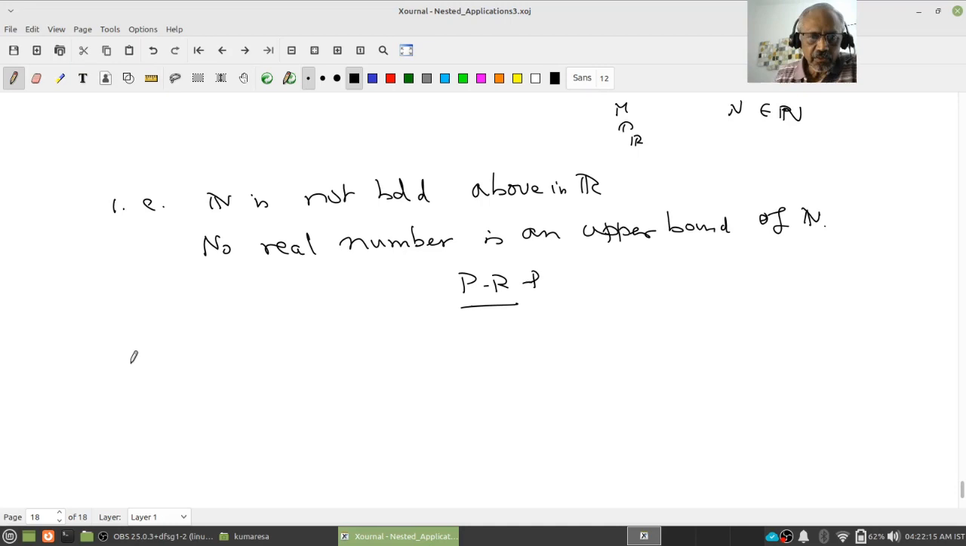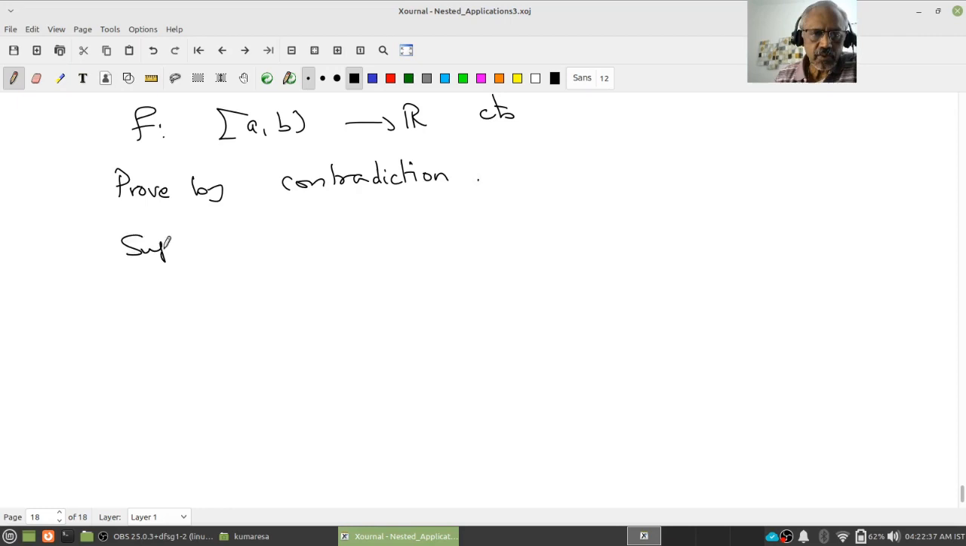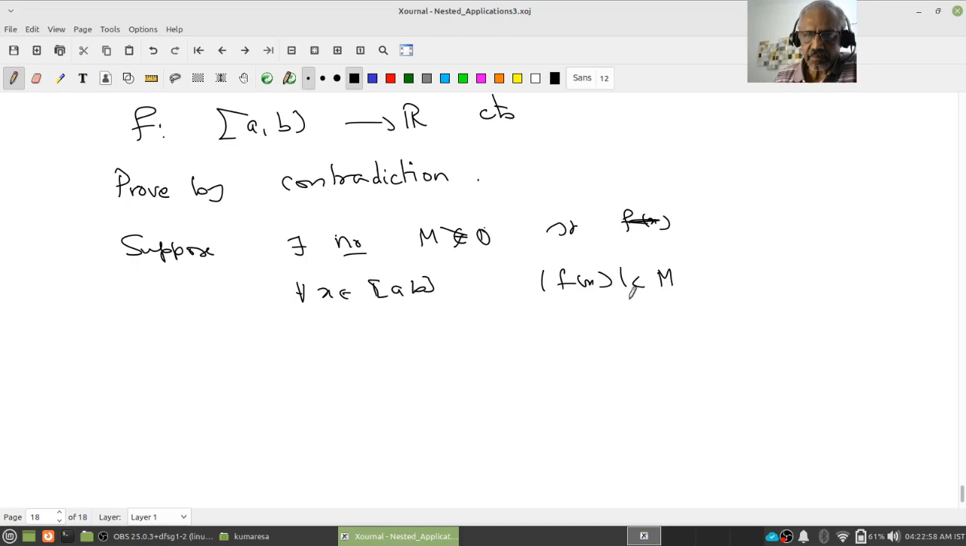Now, let us look at it. I am given a continuous function from [a, b] to R. I am going to prove by contradiction. Suppose there exists no positive m in R so that for all x in [a, b], mod fx is less than or equal to m. Remember, when f is bounded, what does it mean? There exists m so that for all x in [a, b], mod fx is less than or equal to m. Right? So this is the thing.